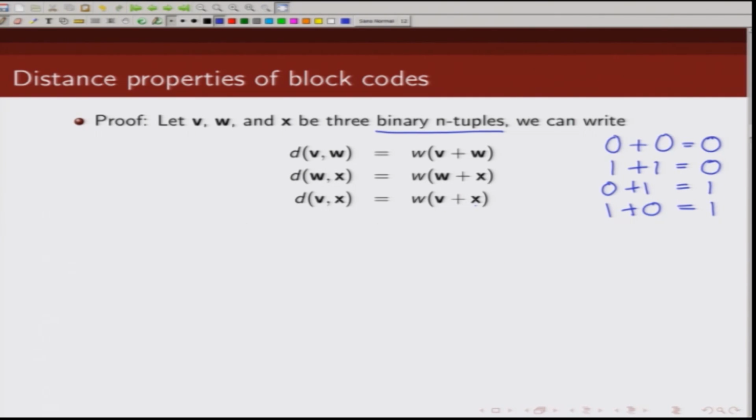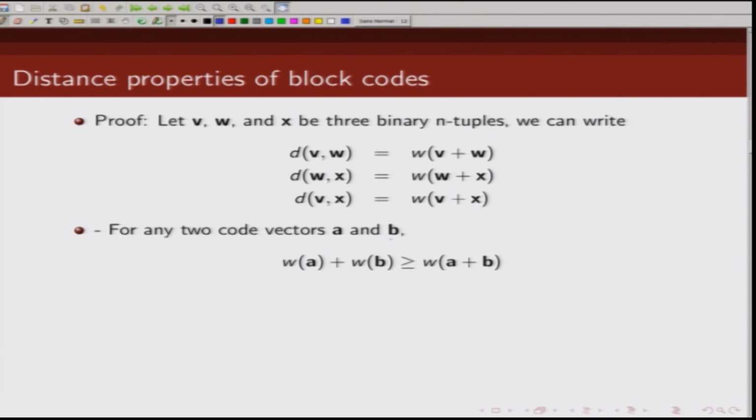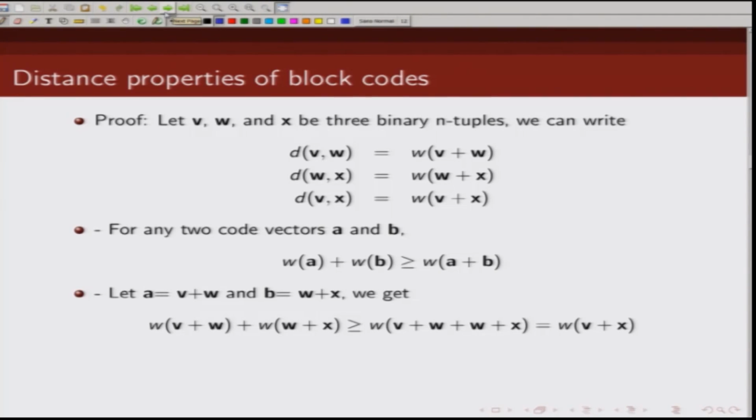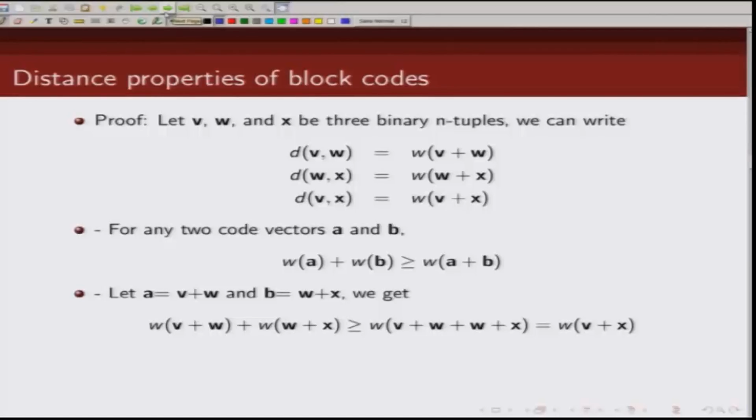So, if we have two code vectors a and b, we know the weight of a plus the weight of b is going to be greater than or equal to the weight of a plus b. Only when the ones in a and b are non-overlapping, this is going to be equal, otherwise the weight of a plus the weight of b will be greater than the weight of a plus b. Now, let us choose our a and b wisely. So, let us choose a to be V plus W and b to be W plus X.